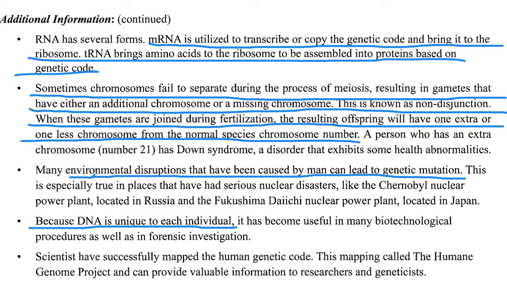When these gametes are joined during fertilization, the resulting offspring will have one extra or one less chromosome from the normal species chromosome number. A person who has an extra chromosome, number 21, has Down syndrome, a disorder that exhibits some health abnormalities. Many environmental disruptions that have been caused by man can lead to genetic mutation. This is especially true in places that have had serious nuclear disasters, like the Chernobyl power plant, located in Russia, and the Fukushima Daiichi nuclear power plant, located in Japan.